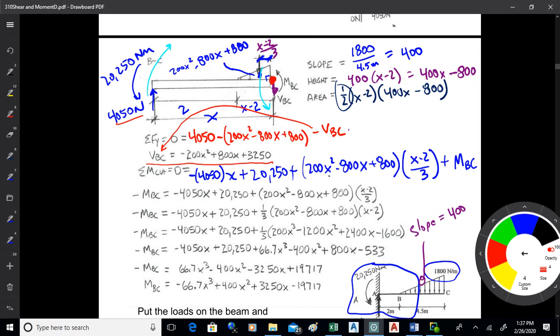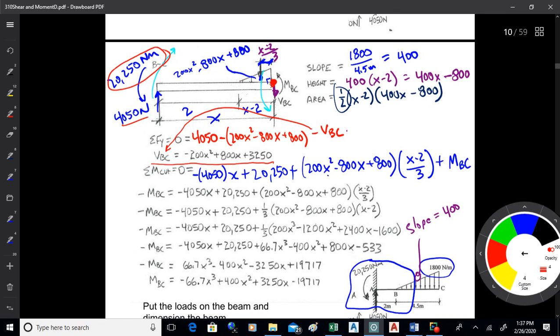Okay. And kind of taking a moment about that. So 4050 times x plus 2250. The 2250 is the couple over here. Then plus the area of the triangle times the moment arm. So there's the area of the triangle, there's the moment arm. Then I have this couple right here that I'm solving for, MBC.